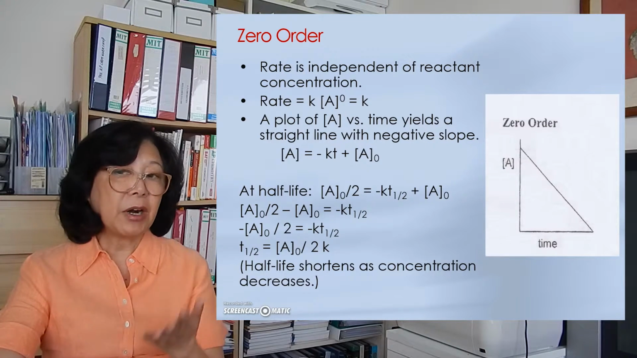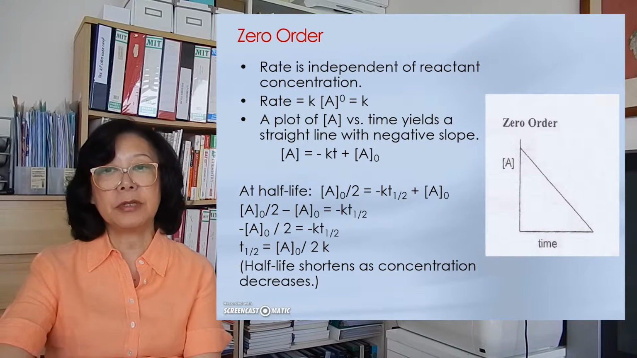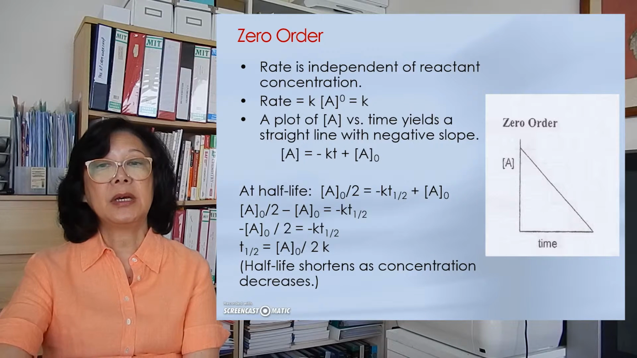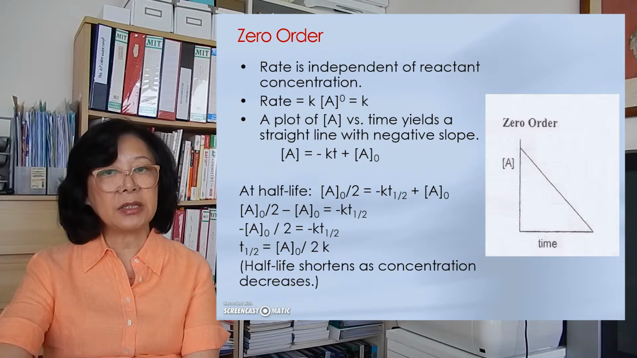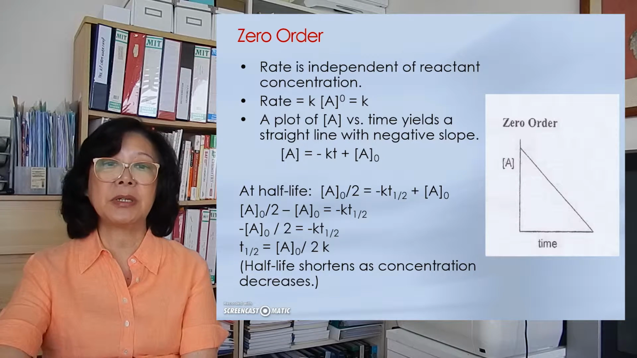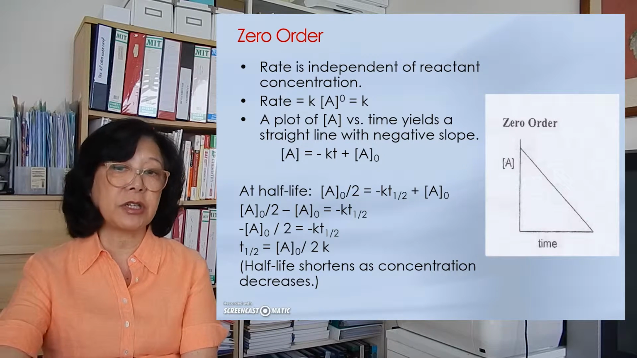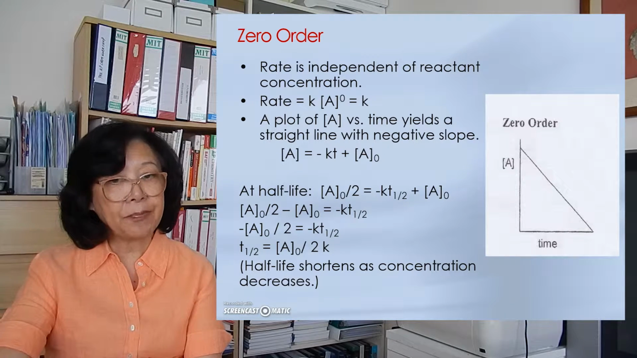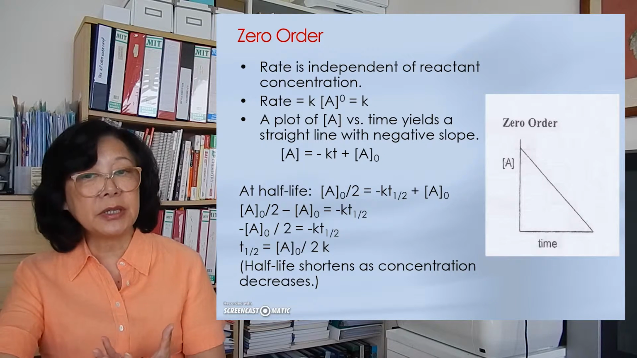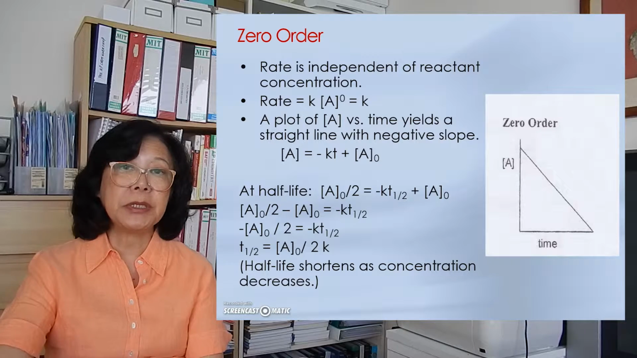And when we obtain a plot as such, we conclude it's zero order, and the rate law is A concentration equals minus KT plus A at time 0, and the half-life is A concentration at time 0 over 2K. So half-life actually shortens as concentration decreases.